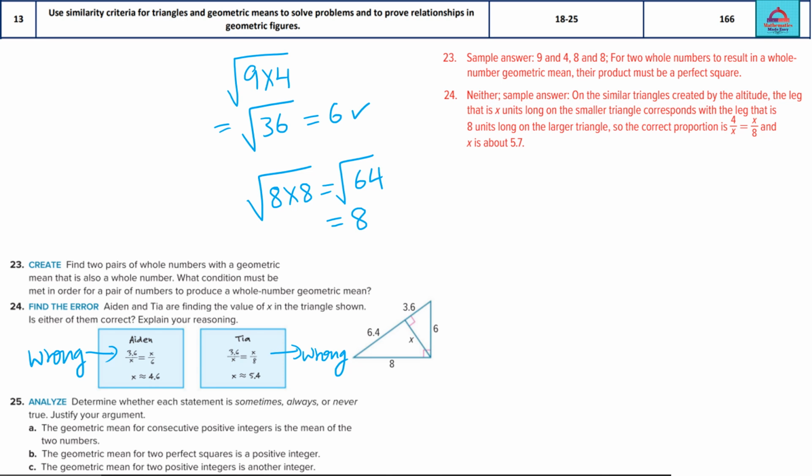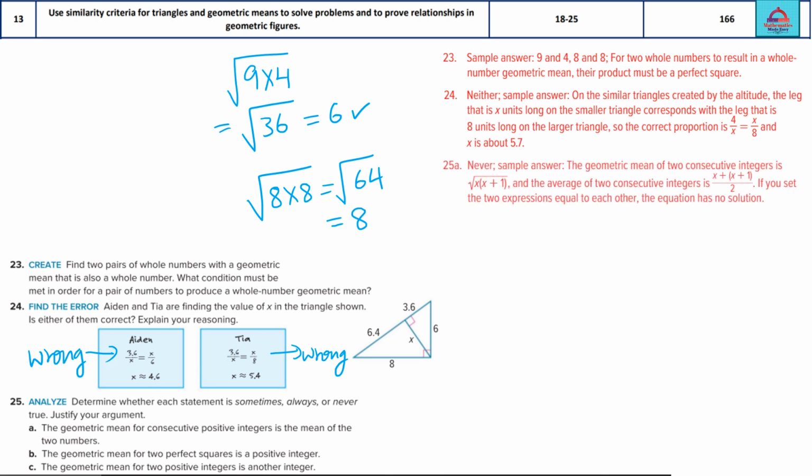Question number 25. Here you need to analyze. You have to just say A, B, C. Three statements are given to you. Which one of them is sometimes true, which one of them is always true, and which one of them is never true. Also give reasons.